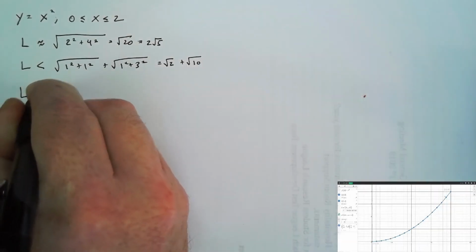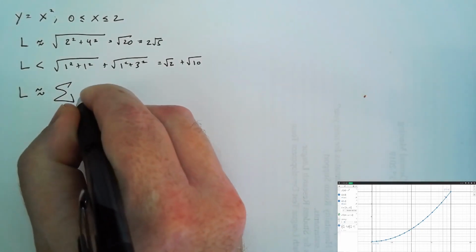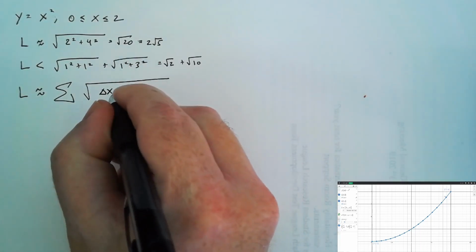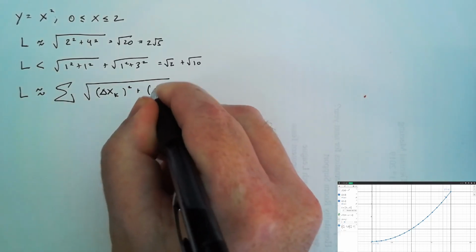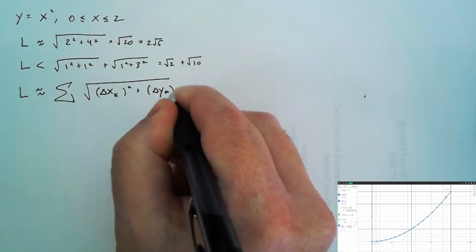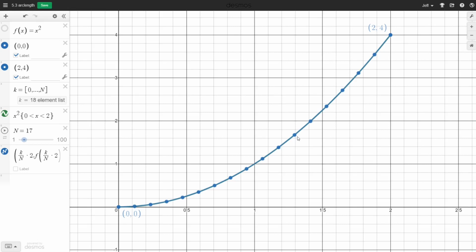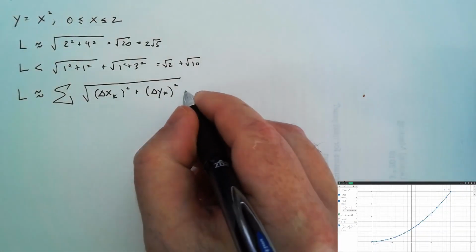In general, we're approximating the length of the curve by the sum of the lengths of those line segments. The distance of each line segment is given by the square root of the delta x for that particular interval squared plus the delta y for that particular interval squared. In our example, all of the delta x's are the same, but the delta y's differ as we go from point to point. Based on our previous work, we suspect that this might be a Riemann sum.